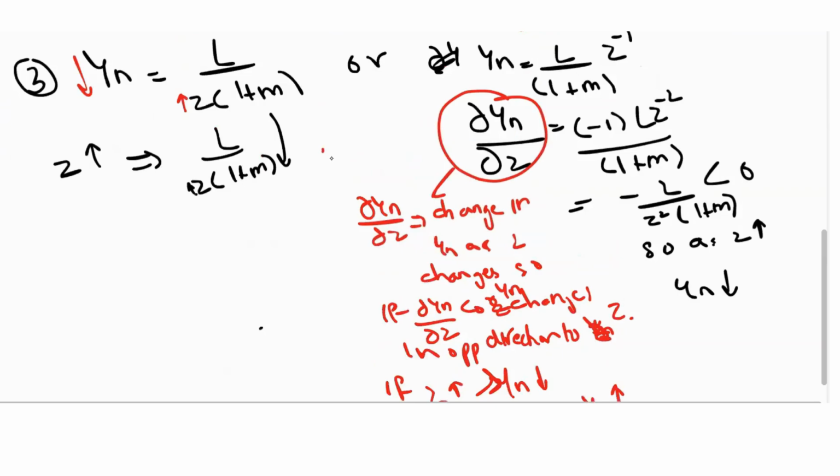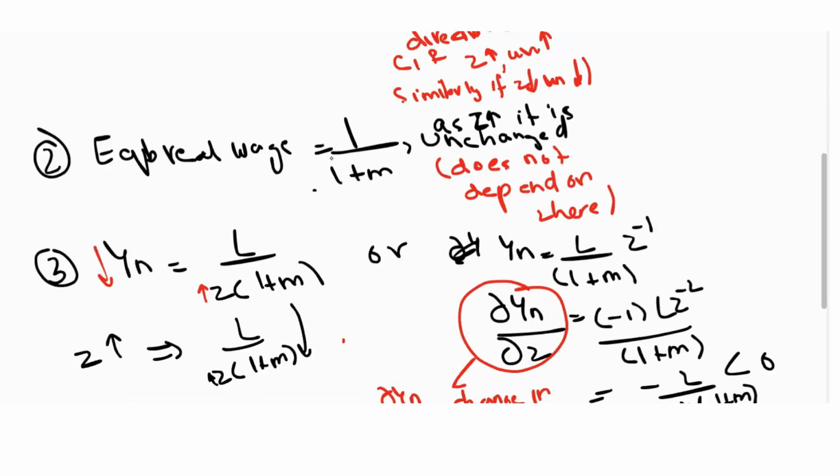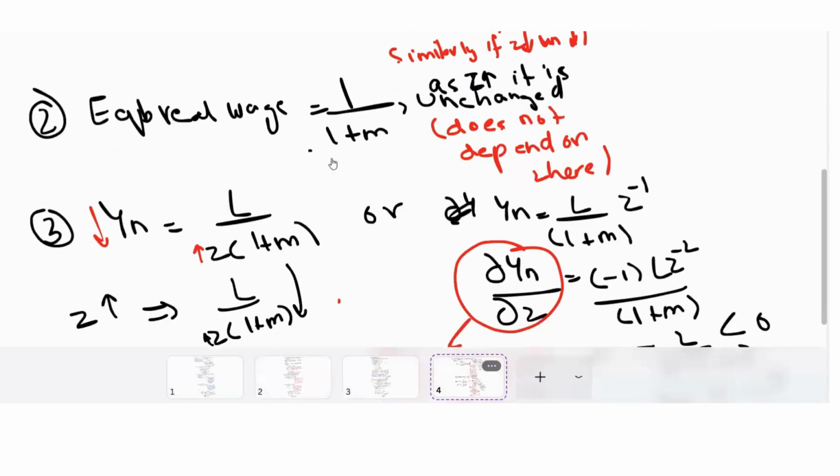So either way we've shown, using the algebraic values, what happens to un, yn, and the equilibrium real wage as z changes. Now let's show this graphically. Instead of doing this algebraically, we could have done this graphically.